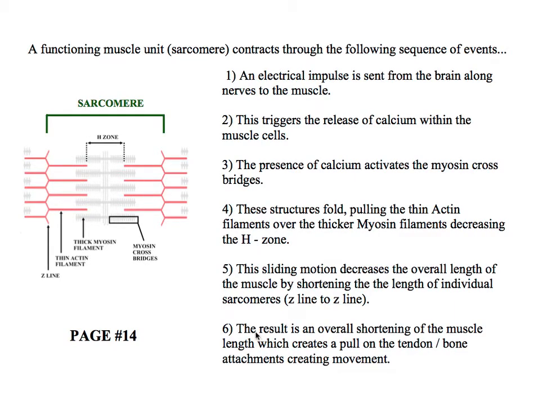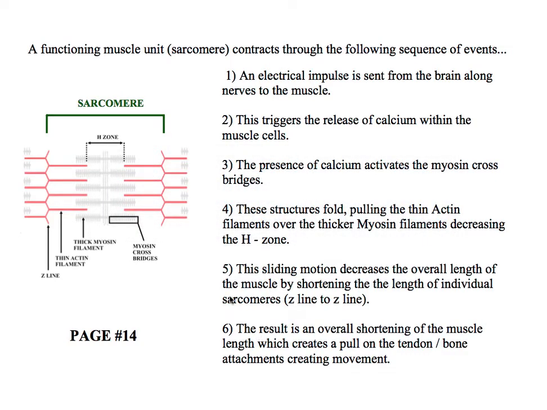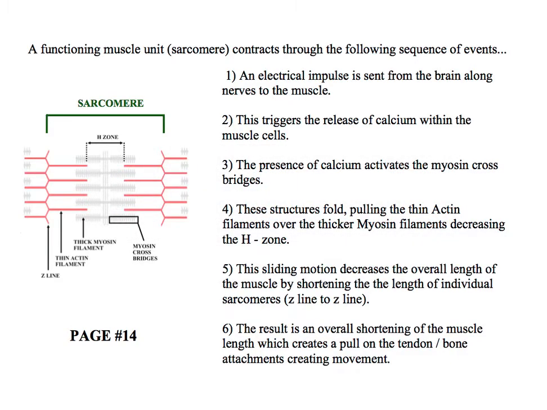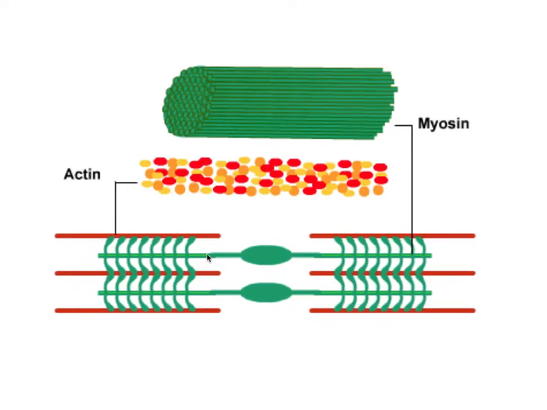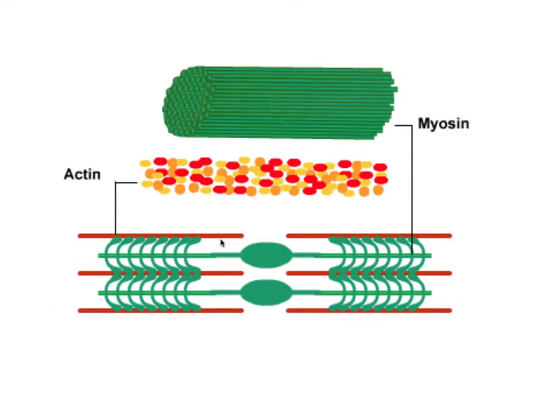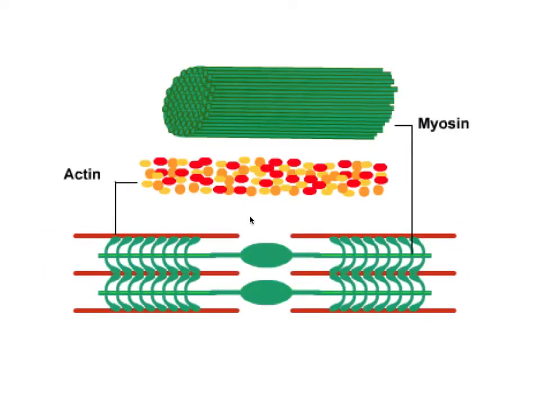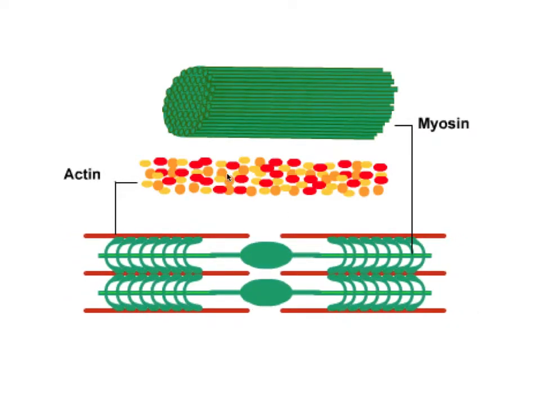But before I do that, let me just jump over and show you a little animated GIF, which is going to demonstrate this. There we go. So here we have our thin actin filaments, and we have our thick myosin filaments. And you'll notice the myosin cross bridges that are attached to the thick myosin filaments will fold. And when they fold, they pull the thin actin filament in, decreasing the H zone, and overall decreasing the linear length of each muscle. And that's how an actual contraction occurs.